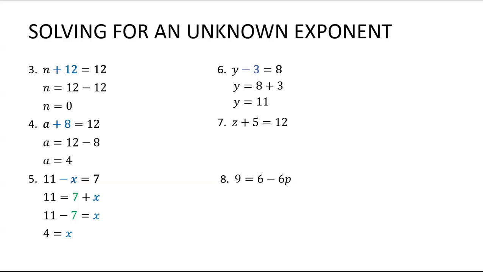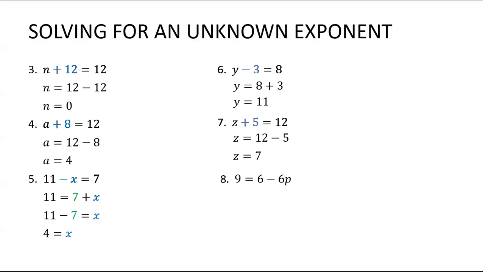For number 7, you have z plus 5 is equal to 12. Transpose 5, which will give you 12 minus 5. And 12 minus 5 is 7. So z is 7.